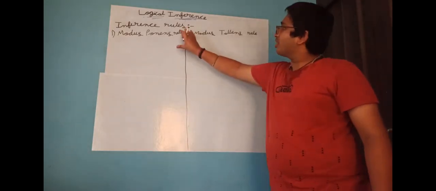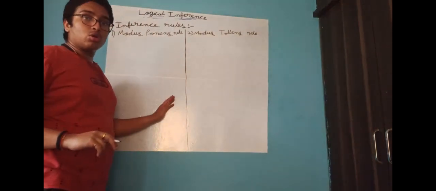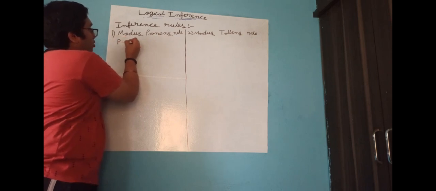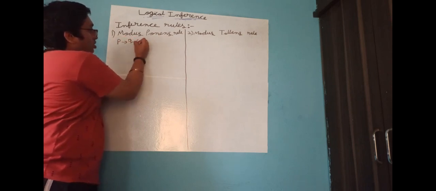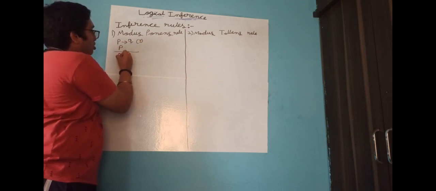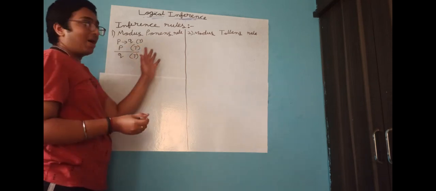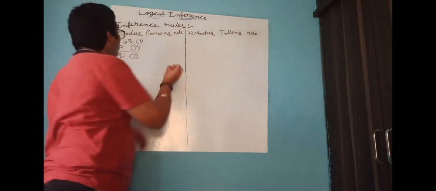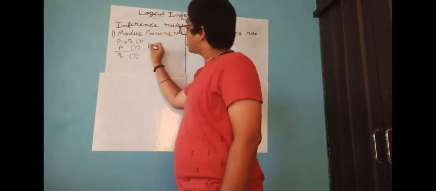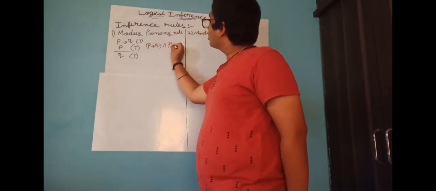Now coming to inference rules. First we will discuss the modus ponens rule, and for every rule I will also derive how we have got it. What the modus ponens rule states is, if P implication Q is true and P is true, then Q is also true. This one we can write in the form of statements, nothing but the conjunction of premises P implication Q and P.